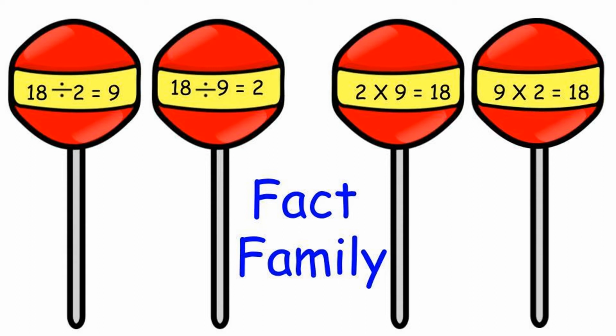And then when we start to multiply, we remember that 18 goes at the end where the answer is, because when you multiply, you're getting a larger number. So we're going to start with 2. 2 times 9 equals 18. And then we're going to swap the 9 and the 2 to make it 9 times 2 equals 18. So those are the 4 facts that belong together in the multiplication and division fact family.